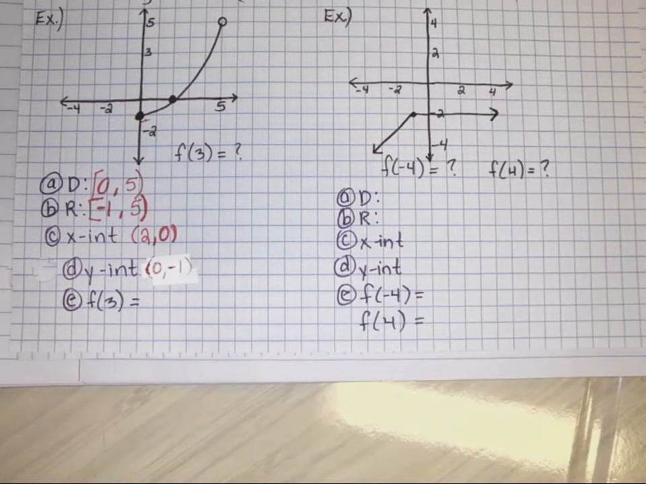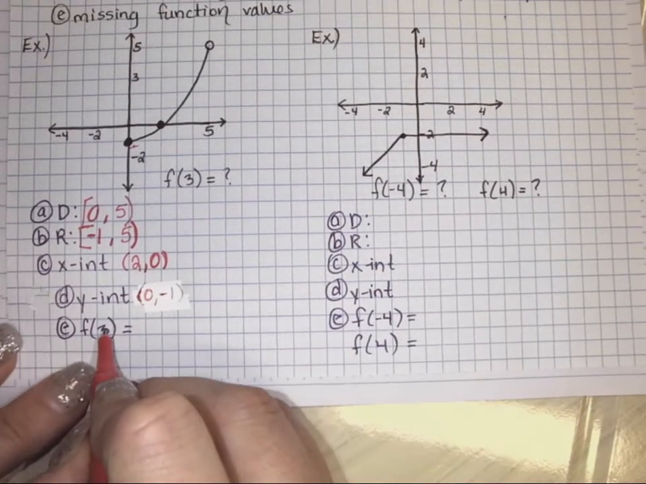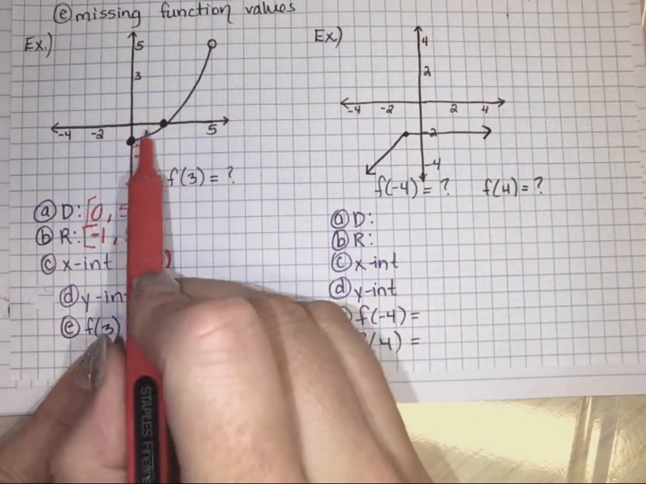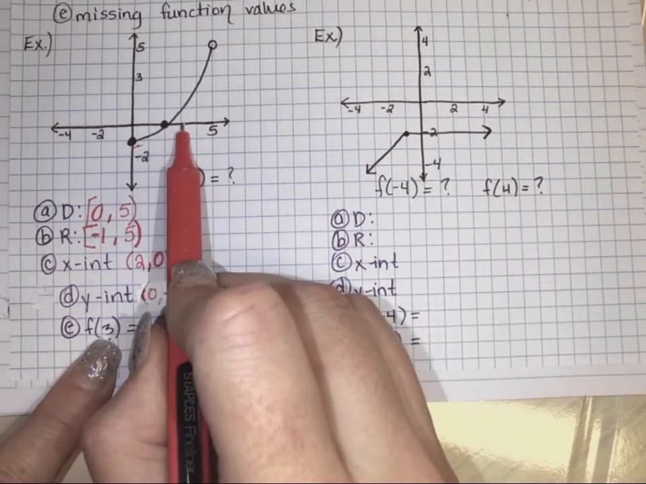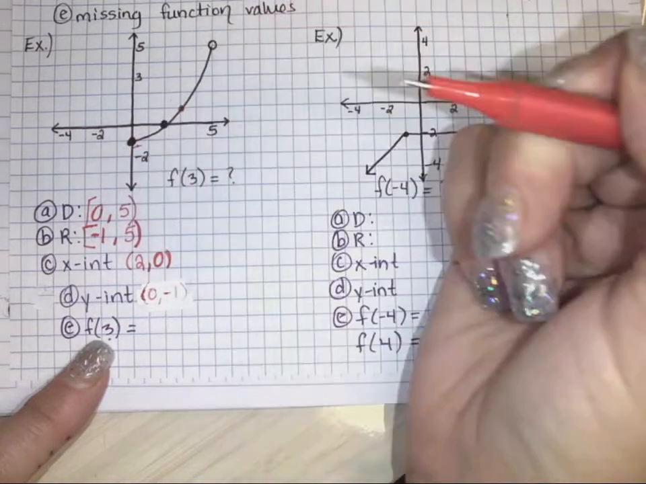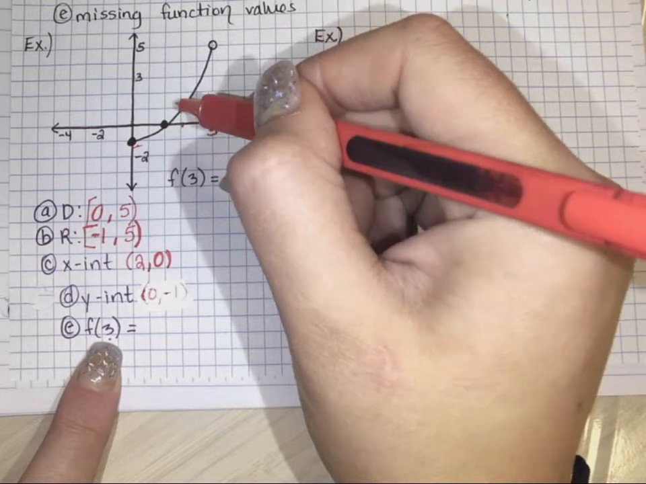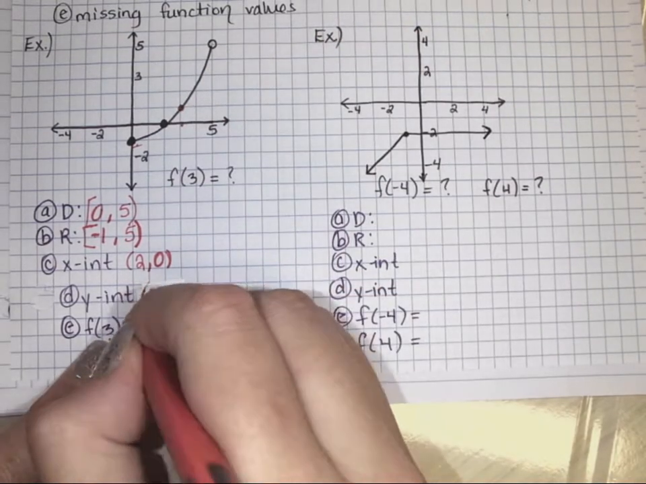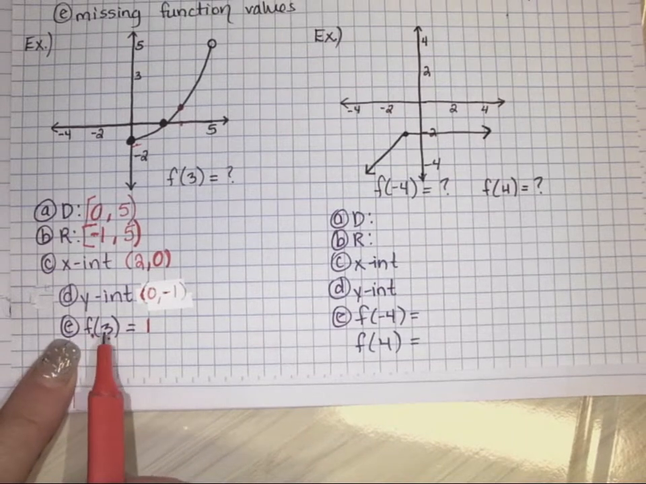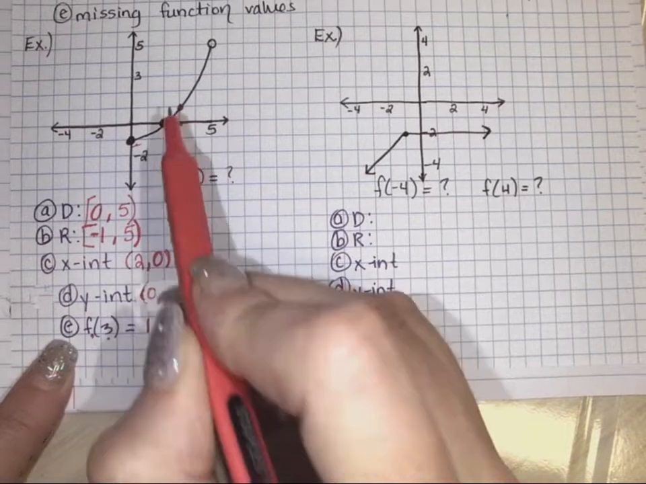And f of 3. So what this is asking you to do is actually find, this is f of x. So we're going to go to the x-axis at 3. They're wanting you to find the corresponding y value there. So go to the x-axis at 3. The corresponding y is 1. You're finding the value of f or y when x is 3. When x is 3, the value of y is 1.